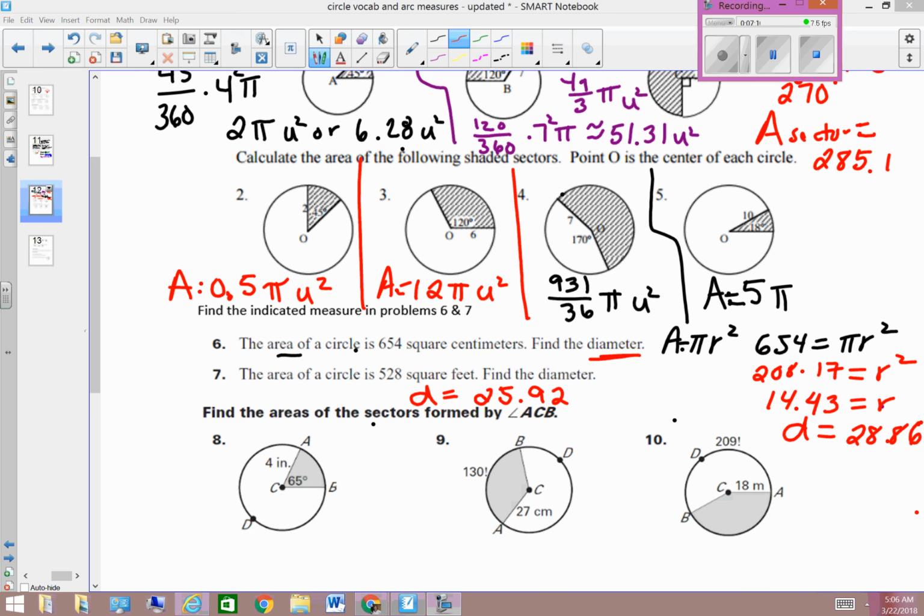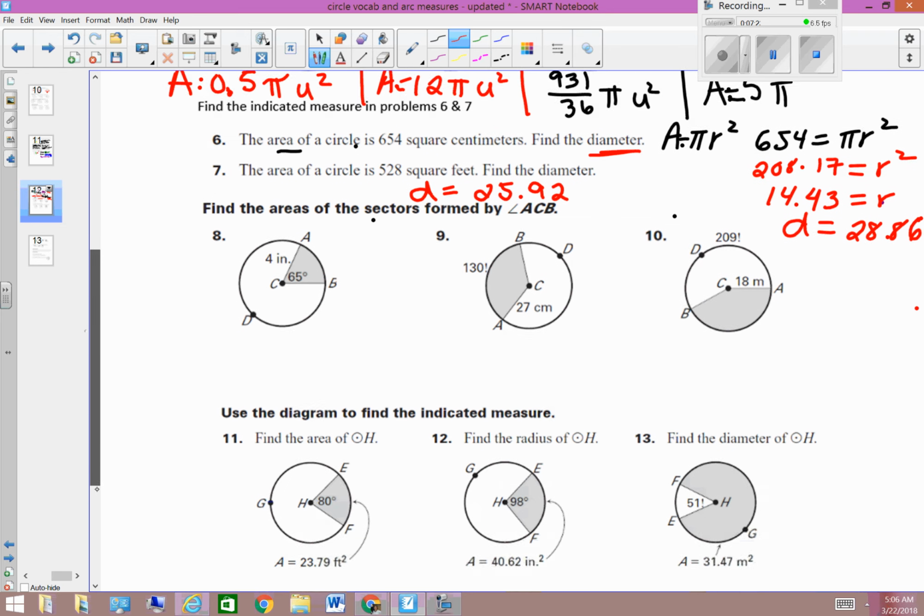All right, so now try problem 7. Pause the video. All right, for number 7, you should get 25.92. Now, if you're off by a decimal or 2, it's because we rounded at different spots. I rounded to 2 decimal places as I kept going. So if you didn't round until the end, you might have a slightly different answer.